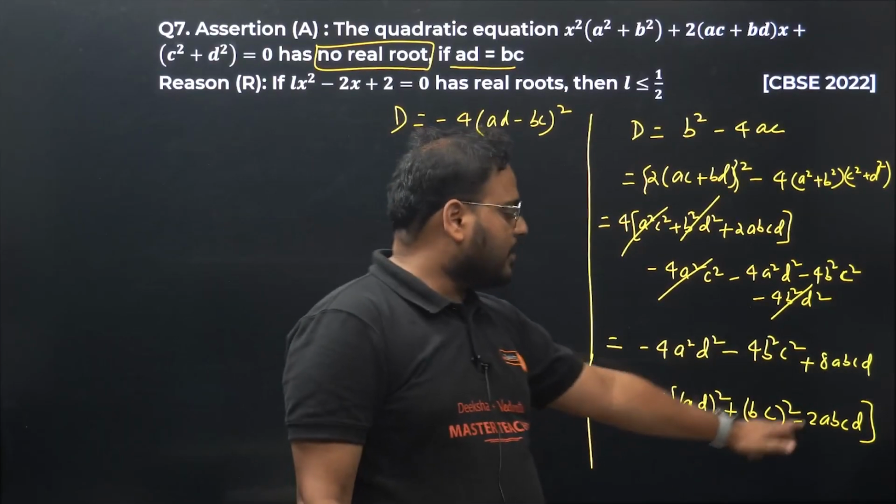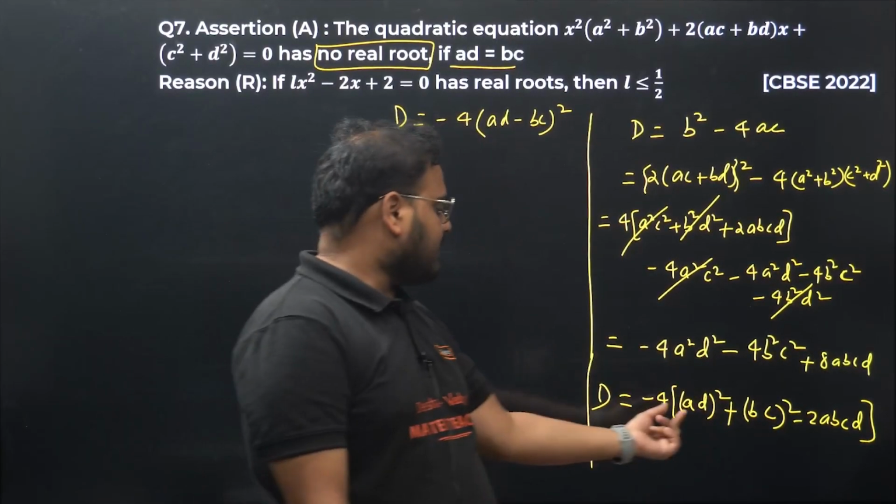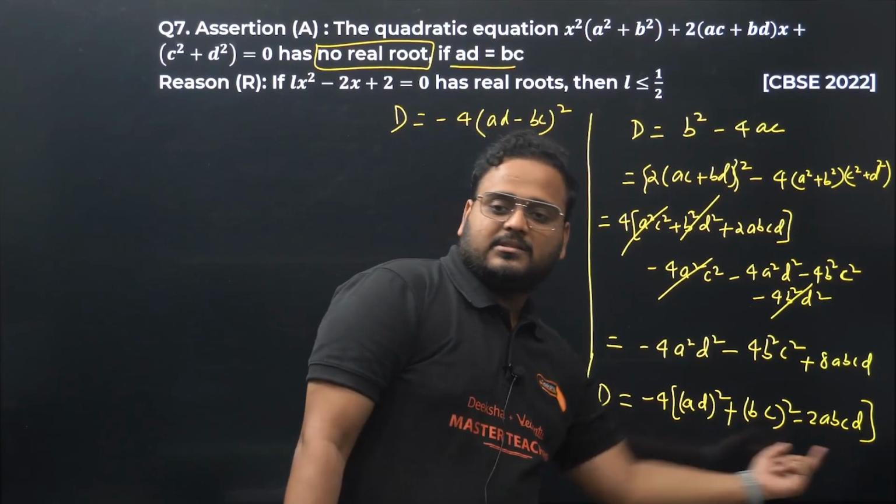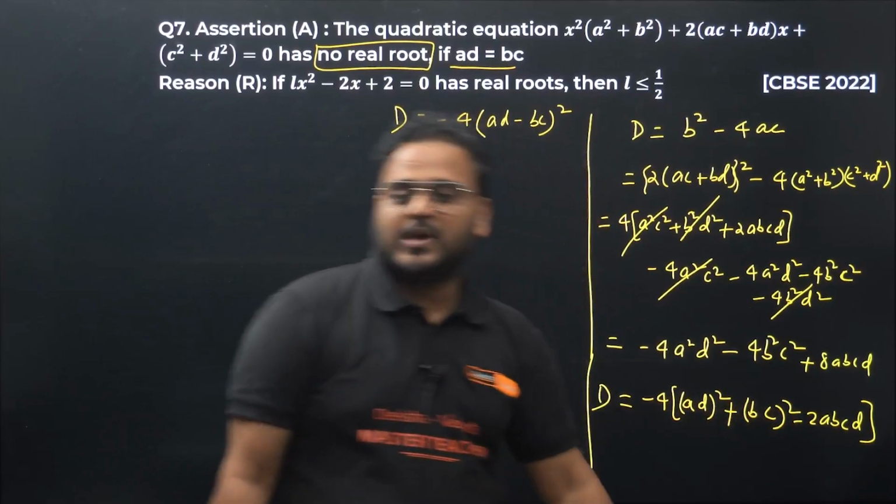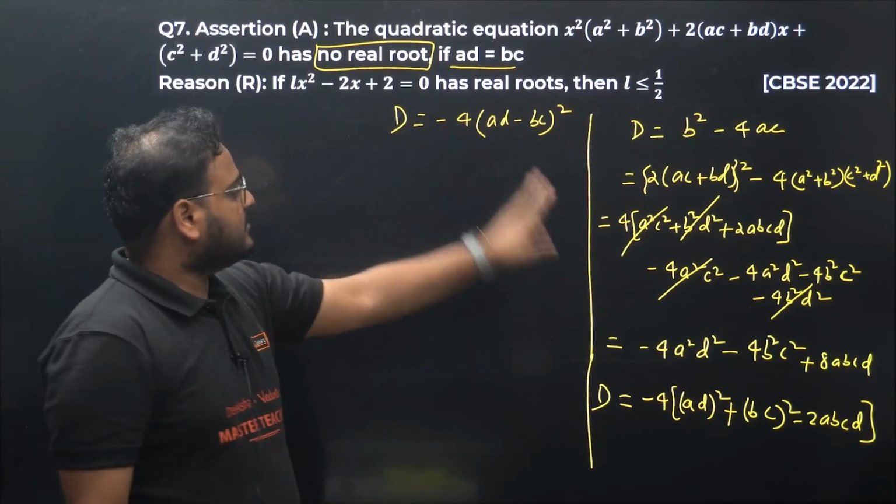AD square plus BC square minus 2ABCD. Okay, if I take x as AD, y as BC, what is this? X square plus y square minus 2xy. Okay, so I have this. This is my D value now.